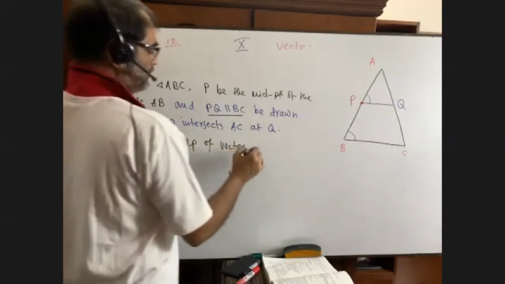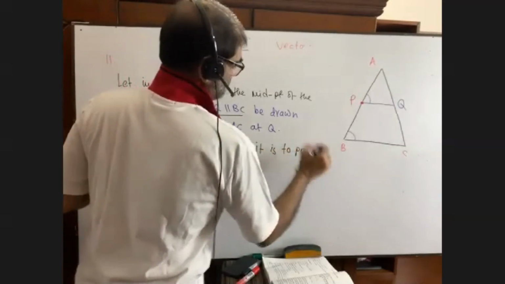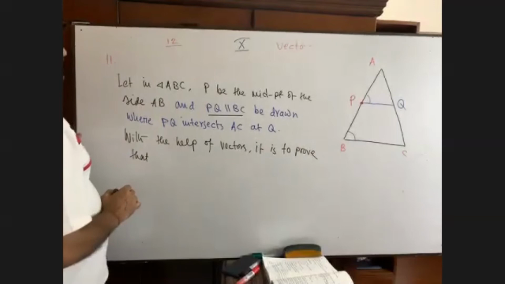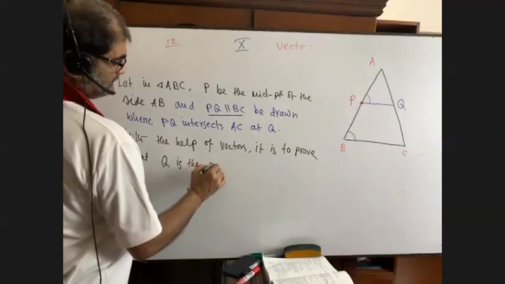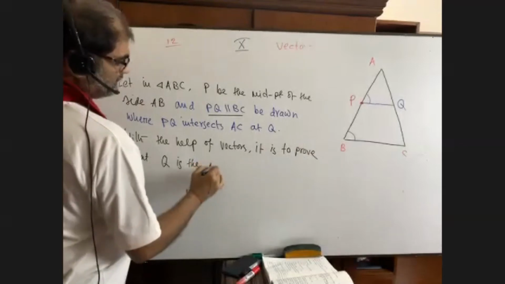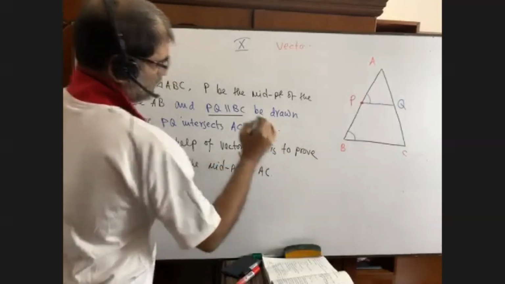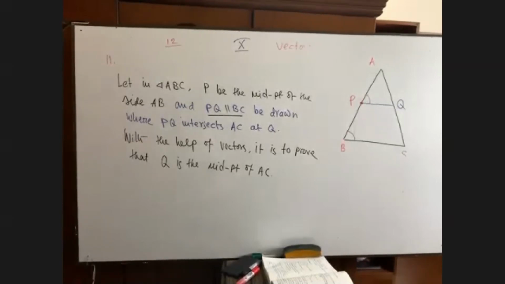With the help of vectors, it is to prove that Q is the midpoint of AC. Just read the question again and compare with my statement. Take 10 seconds to understand. Read the question again and read my own.